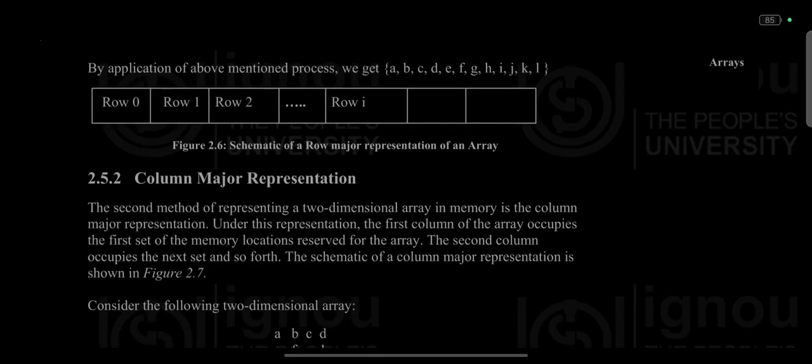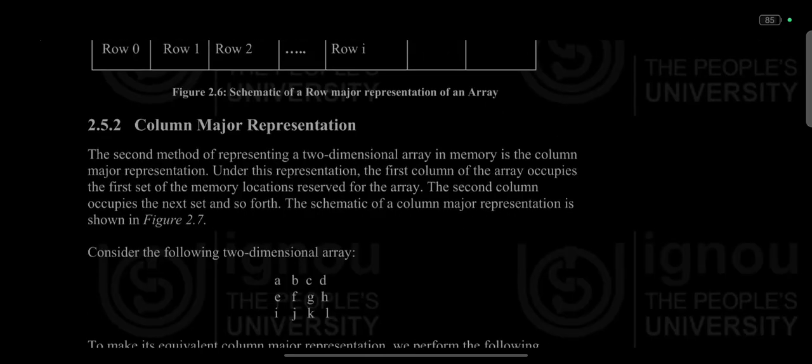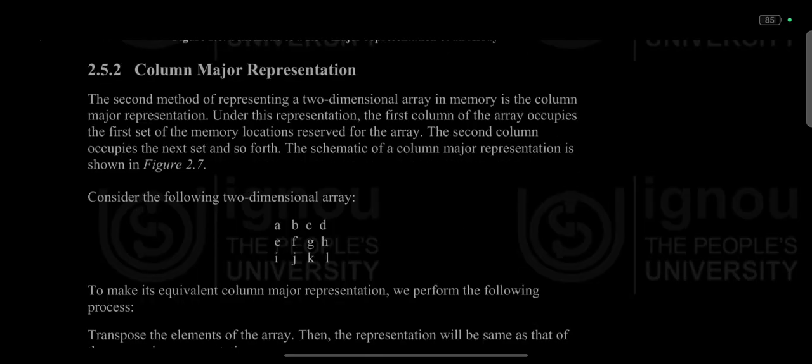Column major representation. The second method of representing a two-dimensional array in memory is the column major representation. Under this representation, the first column of the array occupies the first set of the memory locations reserved for the array. The second column occupies the next set, and so forth. The schematic of a column major representation is shown in figure 2.7.